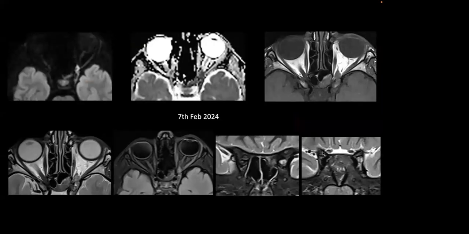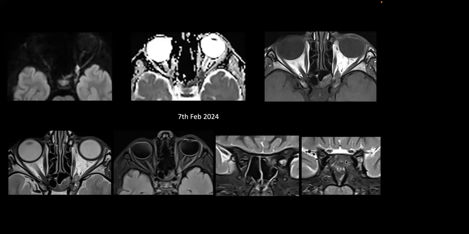Okay, so I have two sets of scans. I'll go ahead with the imaging first. The first scan was done on 7th February 2024, and you can appreciate, correlating with the clinical finding, an abnormality in the cavernous sinus extending up to the orbital apex into the intraconal space. On the diffusion sequences, it demonstrates restricted diffusion. There is true restricted diffusion, as you can see from the low signal on the ADC sequences. The T1 non-contrast is iso-intense to slightly hyper-intense. T2 is slightly hypo-intense with slight heterogeneity and hyper-intensity.